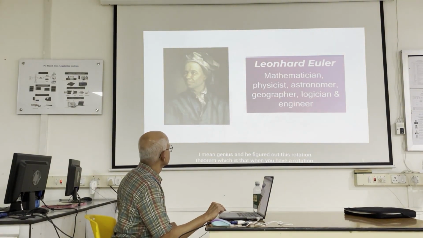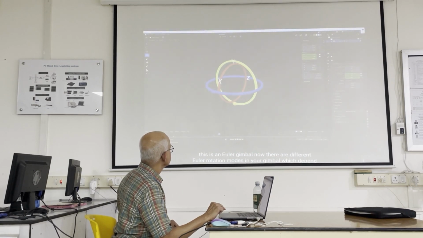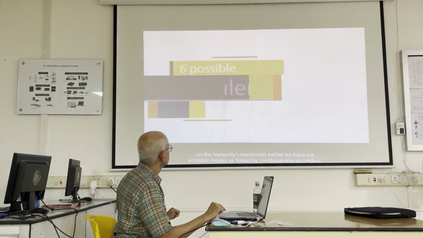I mean genius. And he figured out this rotation theorem, which is that when you have a rotation system in 3D space, it has these axes, the X, Y, and Z axes that rotate around a fixed origin point. So the gimbal is the axis system used for performing Euler rotations, and hence why this is an Euler gimbal. Now there are different Euler rotation modes in your gimbal which depend on the hierarchy I mentioned earlier.